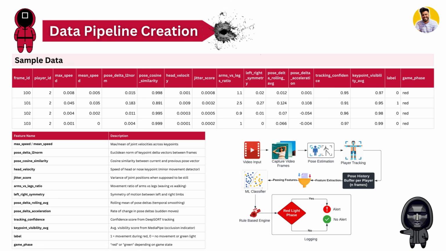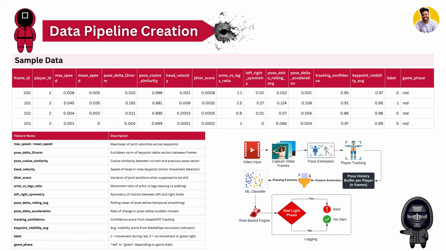So as you can see, this is the data sample here with all the features and the label, along with the red light game phase as well. So here are the variable descriptions as well, for your help to know which kinds of features are the best for the red light pose violation detection model.